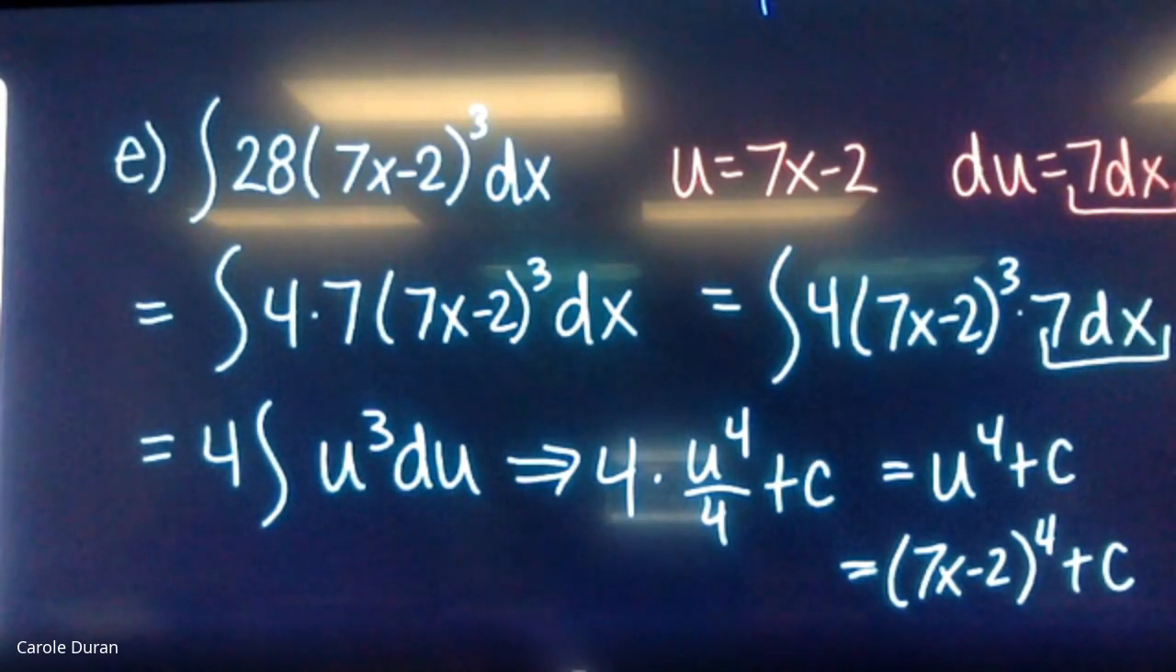Do you always have to bring the number out? If it's a constant, you can. It just makes it easier to work with. You don't have to if you don't want to. I could have left that 4 there and had 4u cubed, and then it would have been 4u to the 4th over 4. It still works the same way. Just know that that is a possibility if you wanted to do that.